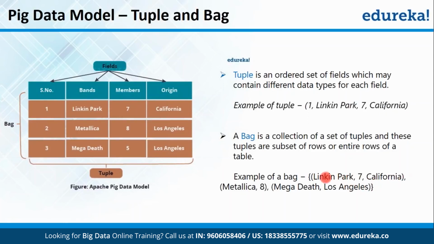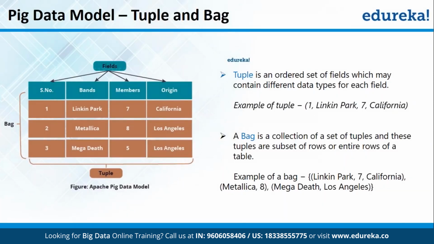Within this you can see there are multiple sets of parentheses which are nothing but tuples. As you can see, the first tuple is Linkin Park, 7, California, only 3 fields. Second is Metallica, 8, just the 2 fields. And third is Megadeth, Los Angeles, that is these 2 fields, right? So what we are trying to show is that a tuple within the bag could be a set of fields or it could be the entire row.